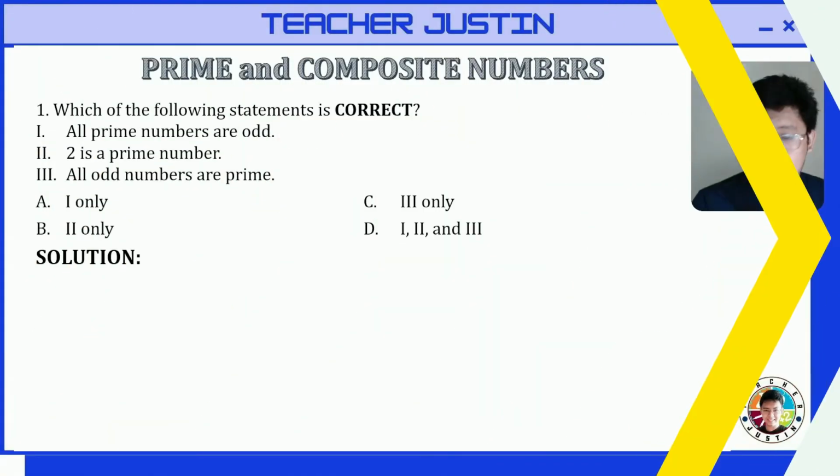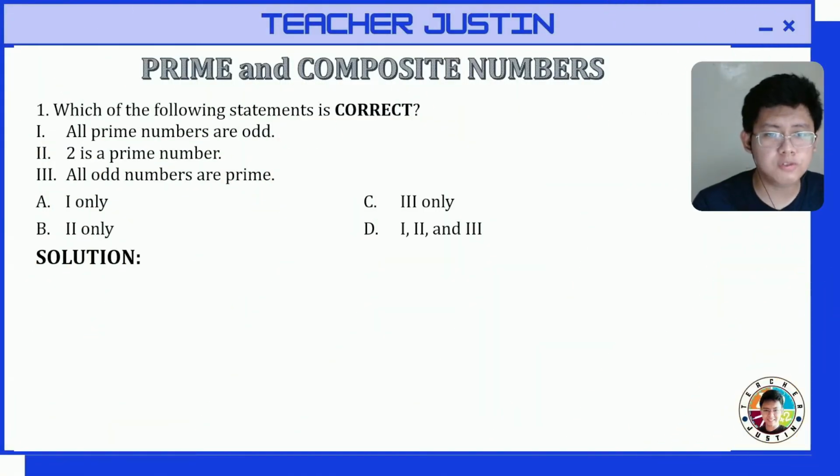Let's go! Okay, let's have this item. Which of the following statements is correct? Number 1, all prime numbers are odd. Number 2, 2 is a prime number. And number 3, all odd numbers are prime. So let's try to answer this.